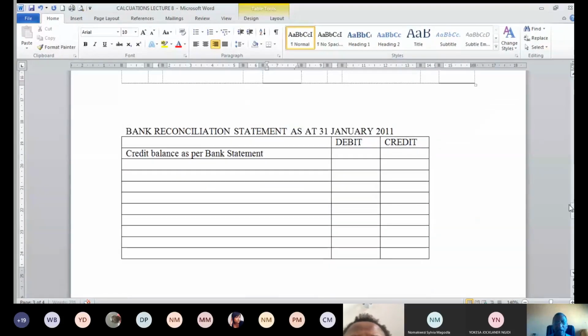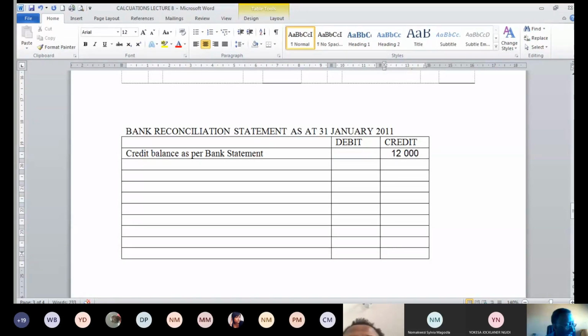So I go to my bank reconciliation statement. A favorable balance is a credit balance. You must know that. Remember, I told you sometimes they don't tell you debit or credit. They will speak about favorable or unfavorable. Right, we've got a credit balance on our bank statement of 12,000 Rand. So in your reconciliation statement, you will record there credit balance as per bank statement, the amount of 12,000 Rand.